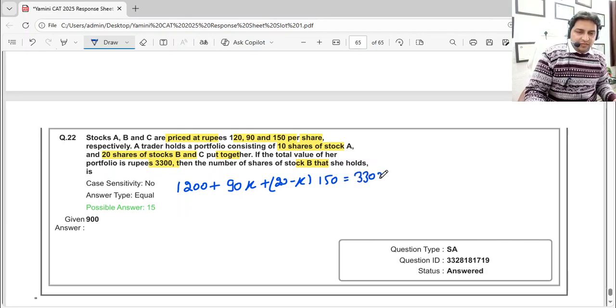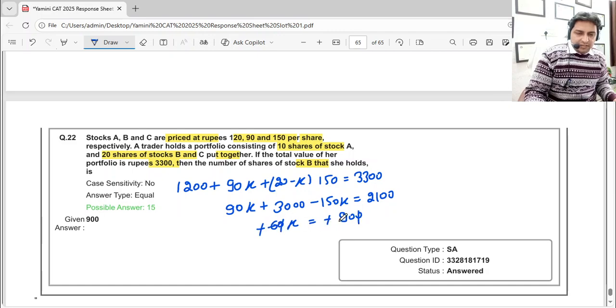That is it. This was the simple question. So this is what we calculate. 1200 will go to that side. I'll get 90x plus 20 into 150, that is 3000, minus 150x, that is equal to 2100. So you get minus 60x equal to minus 900. Minus and minus cancel, zeros cancel, 6 into 15. That is the answer.